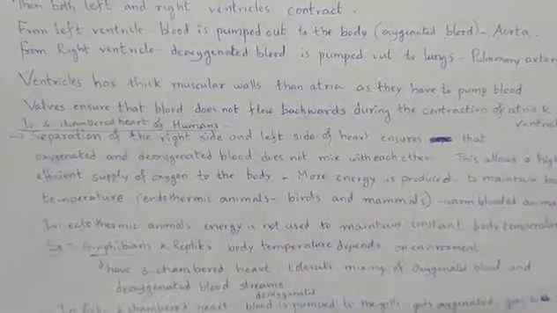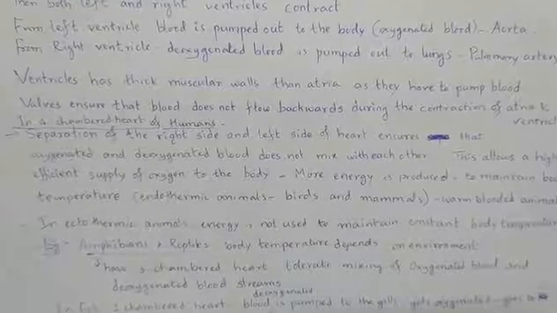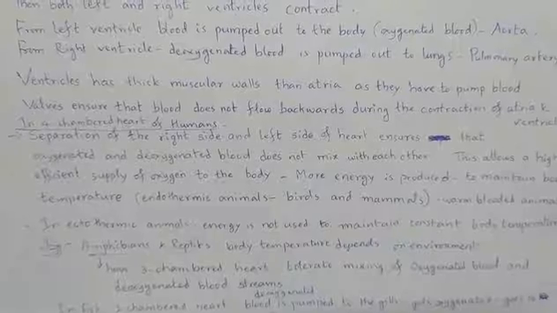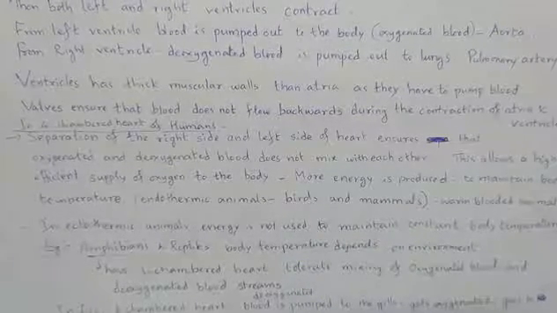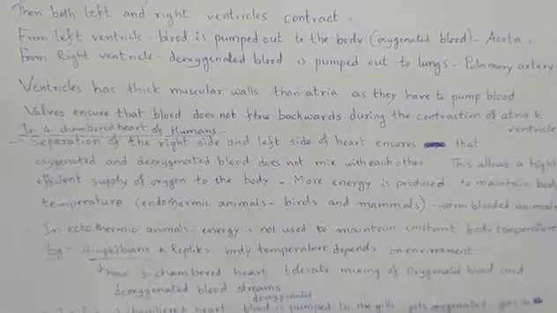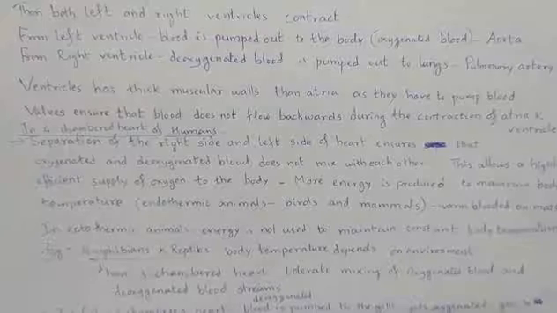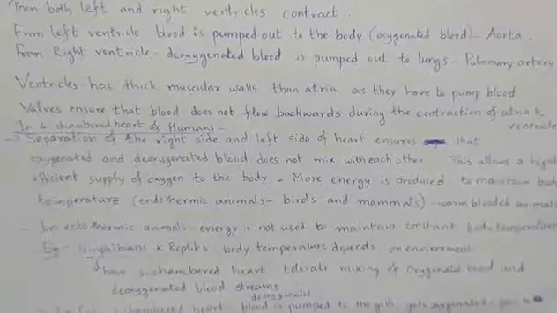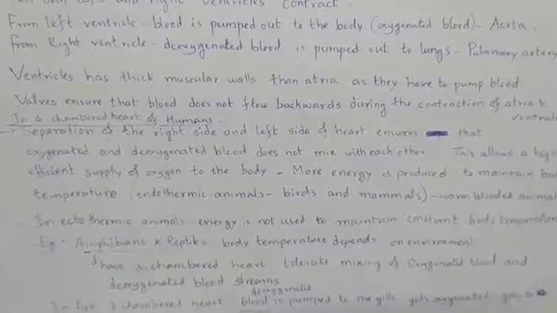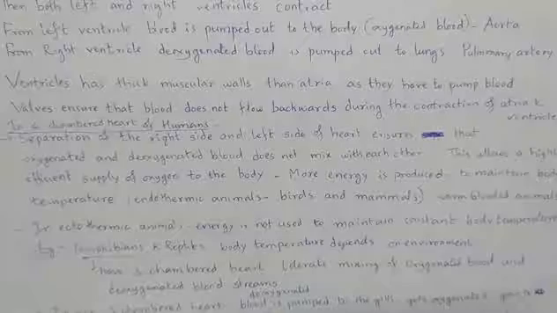In ectothermic animals, energy is not used to maintain constant body temperature. What are ectothermic animals? Amphibians, reptiles, and fishes. Ecto means outside. The temperature from outside is taken by these animals. The body temperature depends on the environment in these animals. So they are called ectothermic animals.